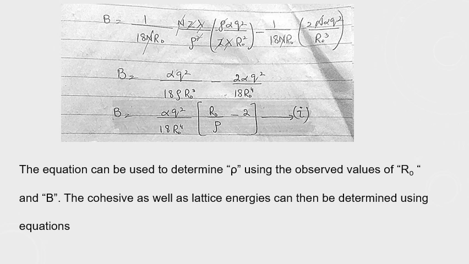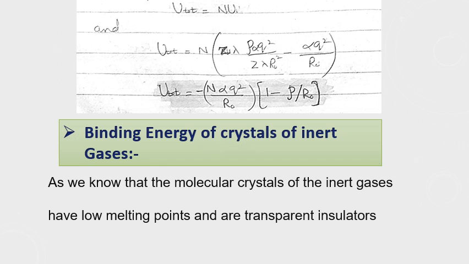The equation can be used to determine rho using the observed values of r naught and B. The cohesive as well as the lattice energies can be determined using U total is equal to n U i, and substituting the values we get the last equation: U total is equal to minus n alpha q square over r naught into 1 minus rho over r naught. The binding energy of crystals of the inert gases we will describe for the Lennard-Jones potential in the next lecture.